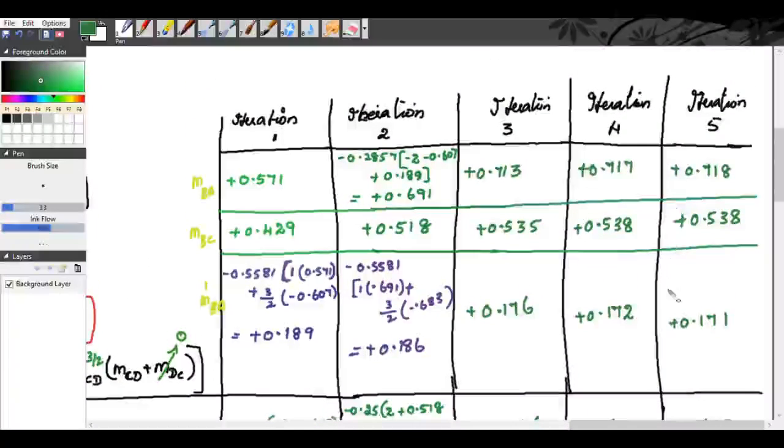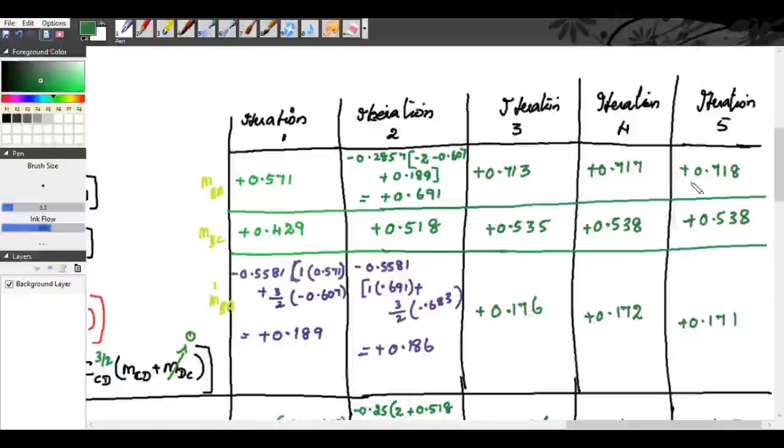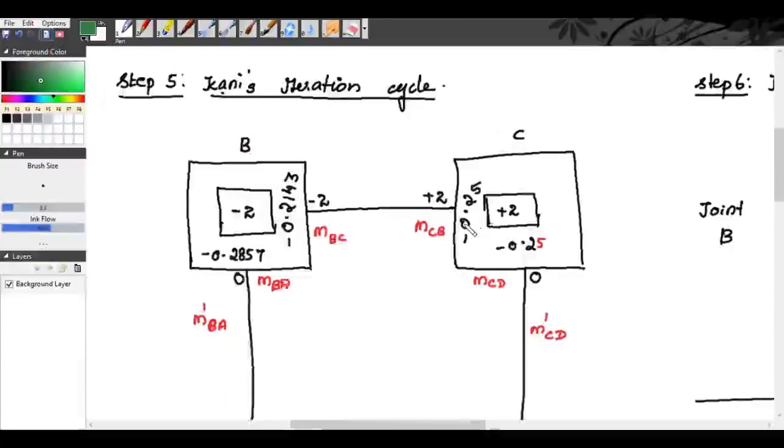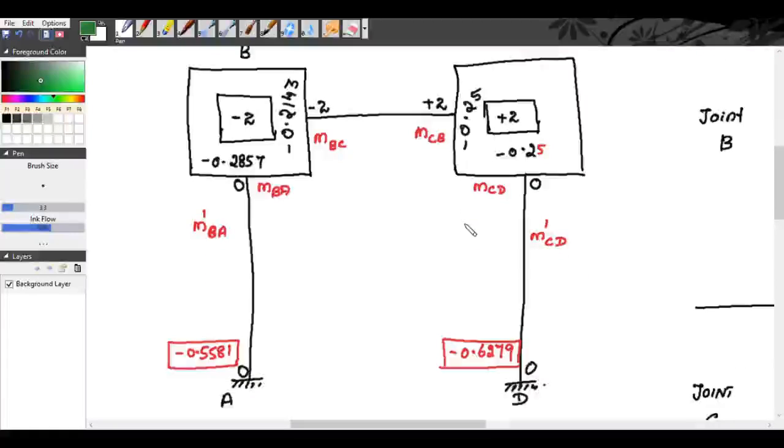These values have to be considered for the rotational contribution, and the values in the iteration 5 column should be used for obtaining the final moments for rotational contribution and displacement contribution. Now we will write these values in the iteration cycle. Okay. Let us write the values.